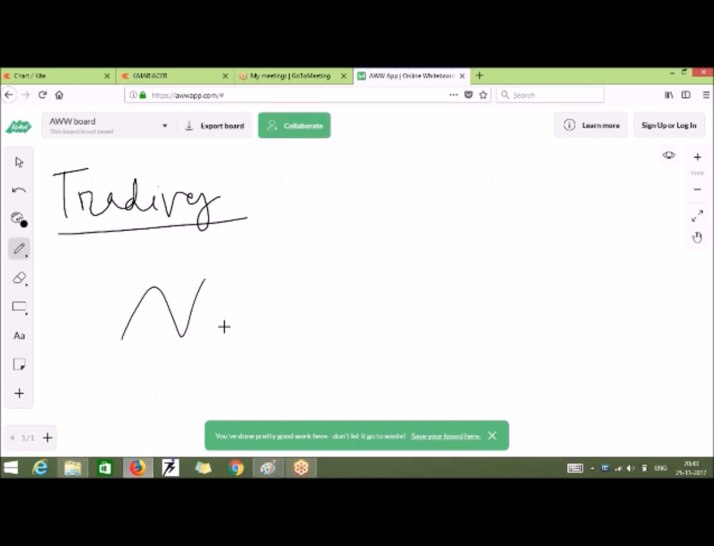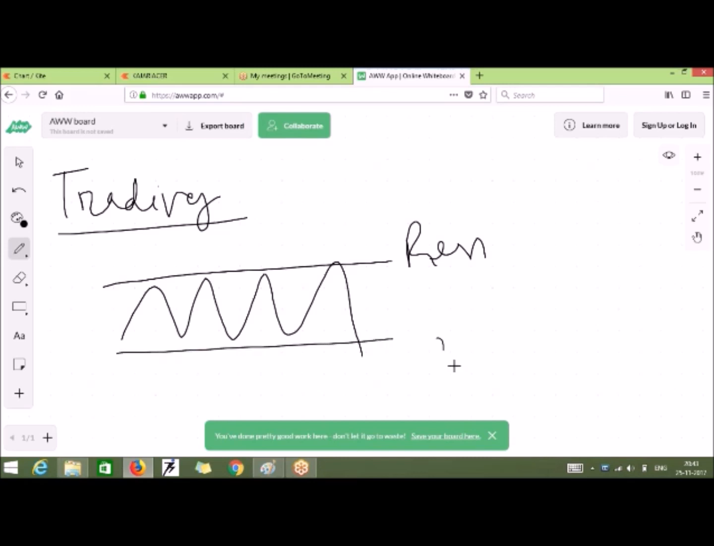If this one is a trading market, and this is the resistance and this one being the support, then what ADX is suggesting is that one can trade from here to this level, or from here to this level.